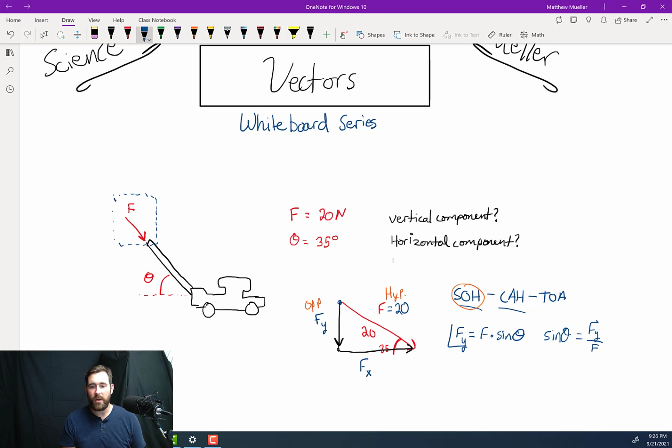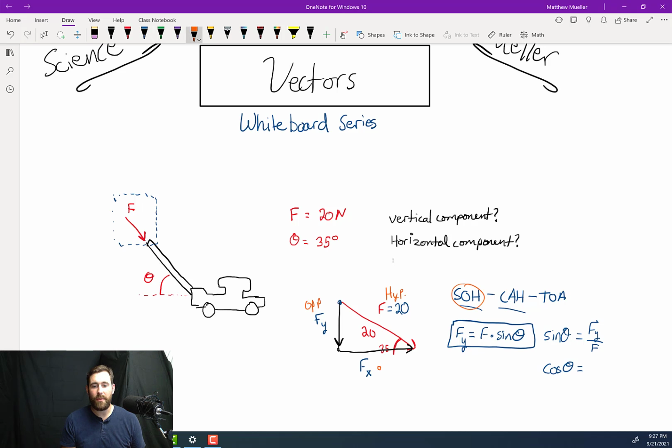This would actually be a good equation to put down in your notes somewhere, to have on a cheat sheet if you have it for your quizzes and tests, because we're going to use this equation a lot in order to find the y component. For the x component, we're going to use cosine. Cosine of theta is going to be equal to adjacent over hypotenuse.